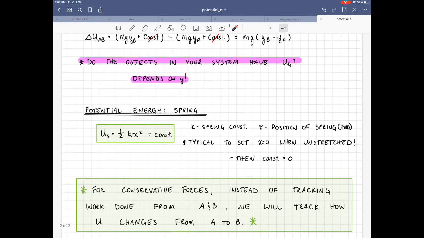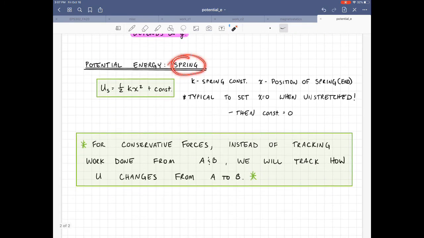So in addition to gravity, we've got springs. So there's spring potential energy, and the functional form for spring potential energy is 1/2 kx squared, again, plus a constant. k is the spring constant for the particular spring, so that depends on the physical properties of the spring itself. And x is the position of the spring. You can think of it as the position of the end of the spring.